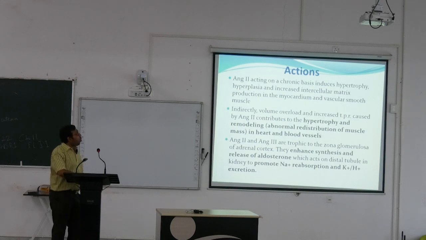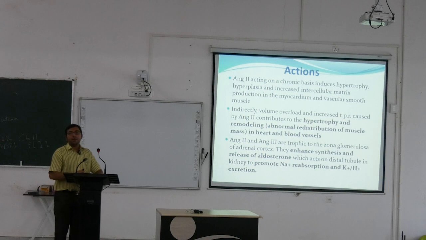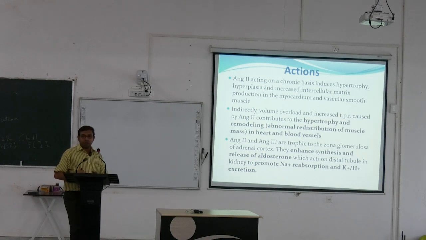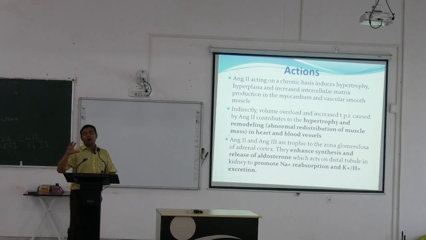It acts on a chronic basis, that is, with overactivation of the renin-angiotensin system. This is not an acute process; it ultimately happens over months or years. It leads to hypertrophy, hyperplasia, and increased intracellular matrix production in the myocardium and vascular smooth muscle. So ultimately the size of the heart increases, and there will be hypertrophy and hyperplasia of the cardiac muscle cells.